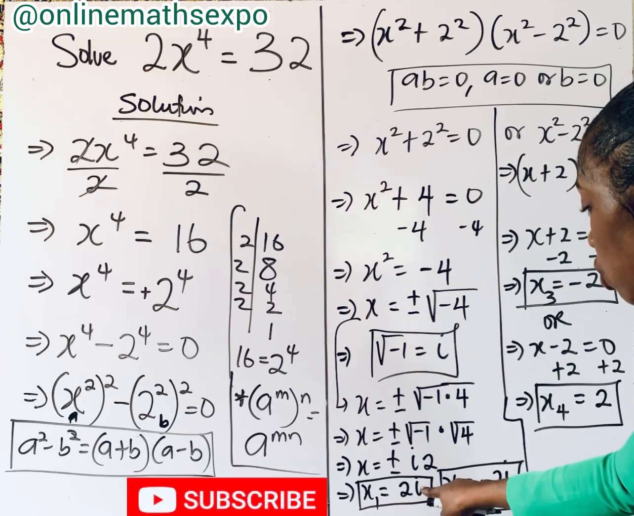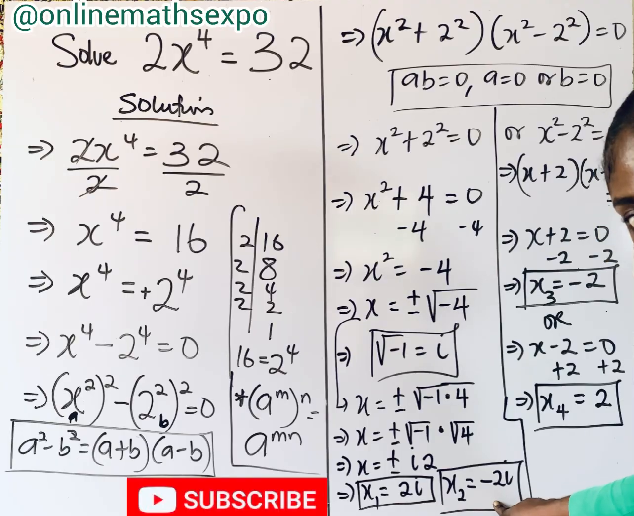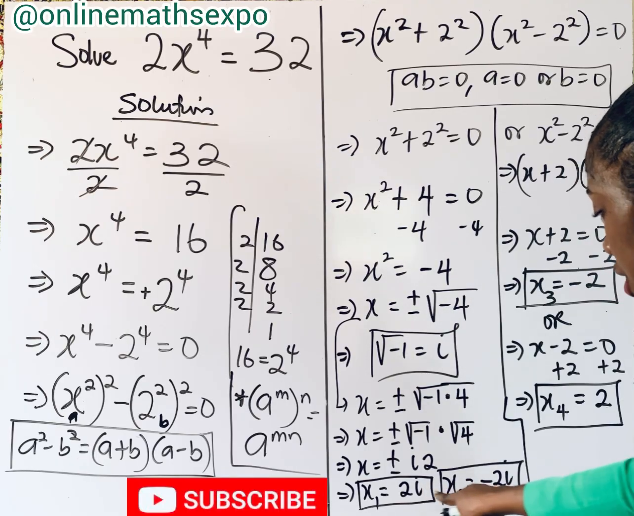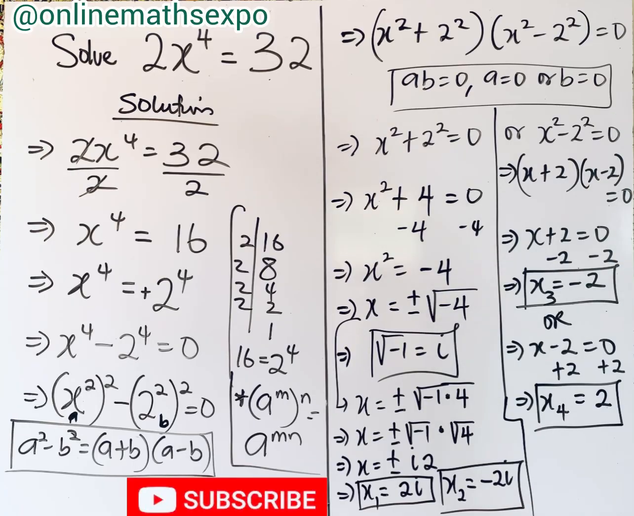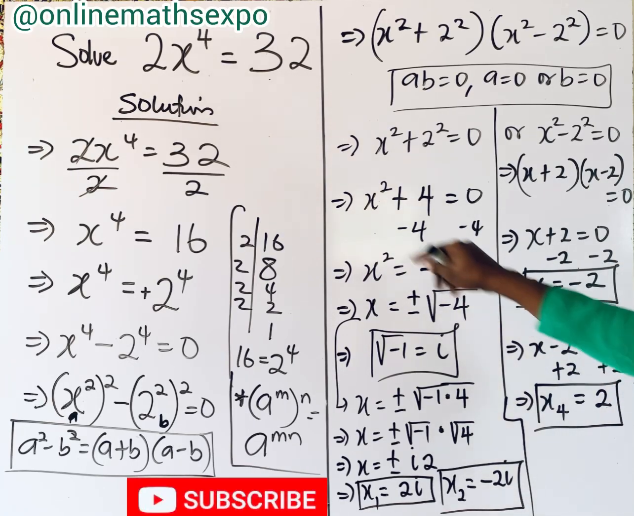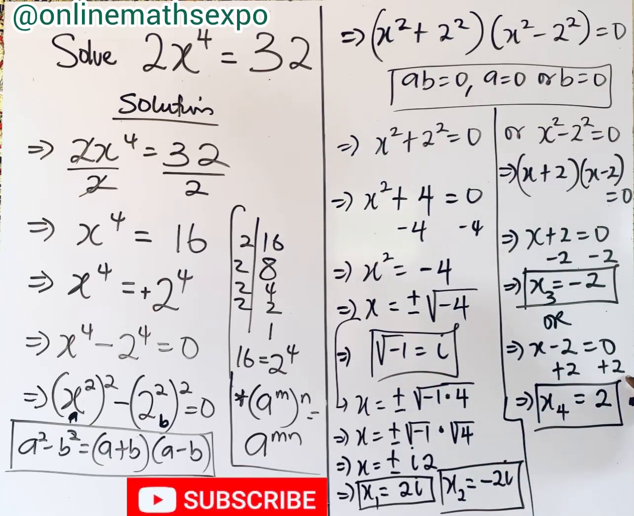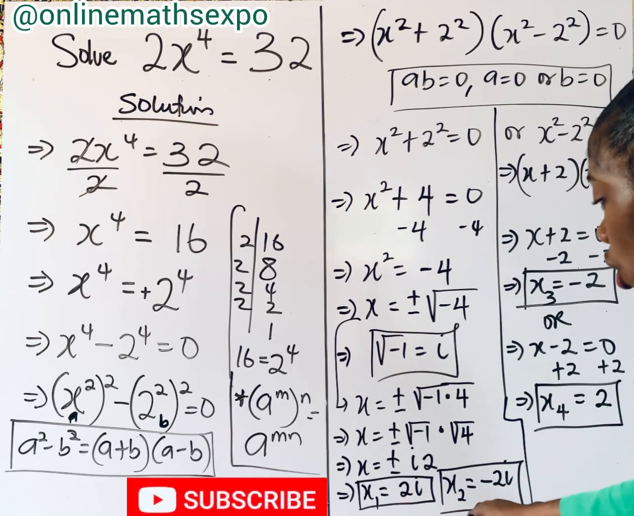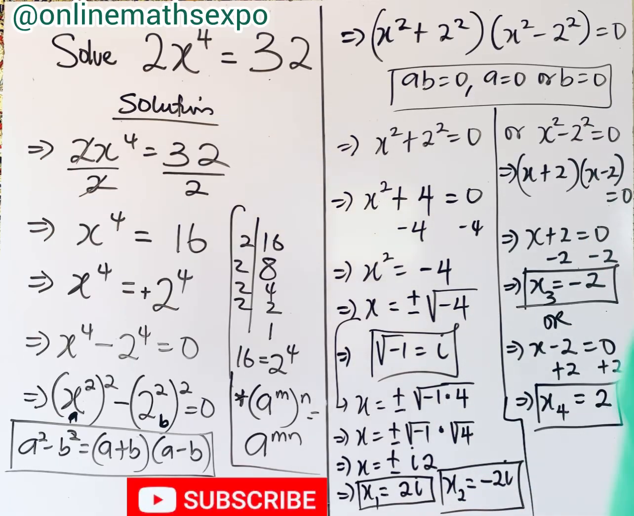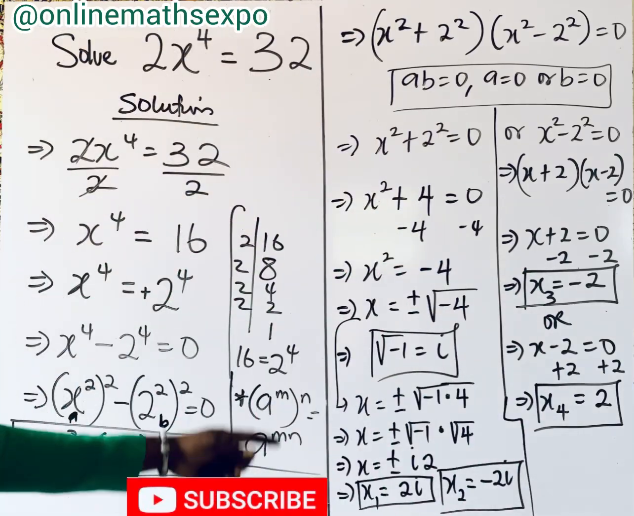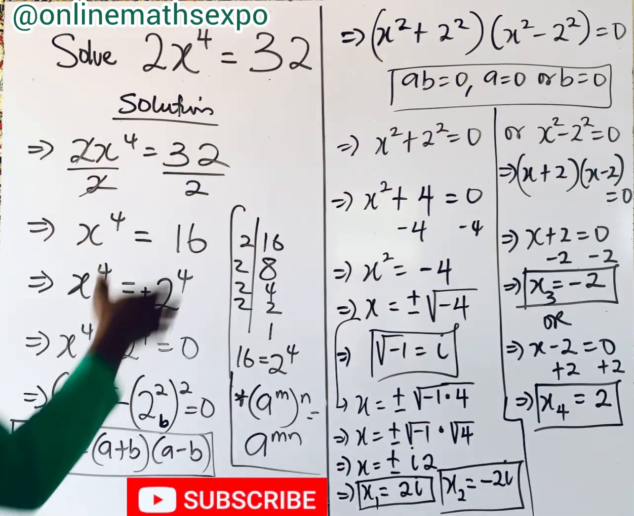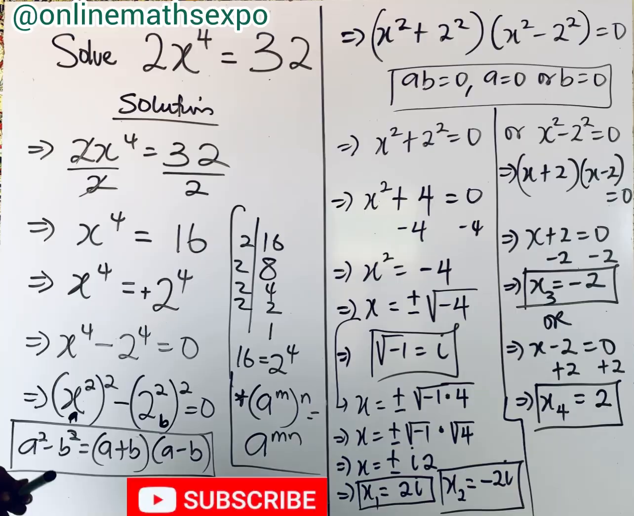These two are what we call the imaginary numbers. They are imaginary numbers because they contain the unit. This i is the imaginary unit. And these ones are the real values of x. So for solving this equation, you observe we got two real values, negative 2 and 2, and we also got two imaginary numbers. Now let's check these 4 values of x to see if we are going to get 32 in return.